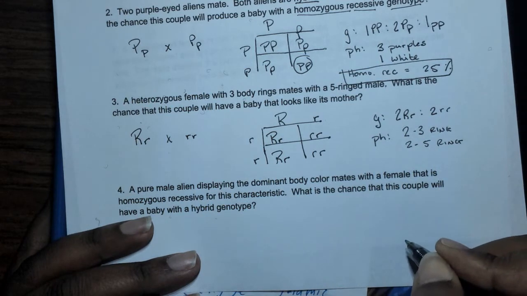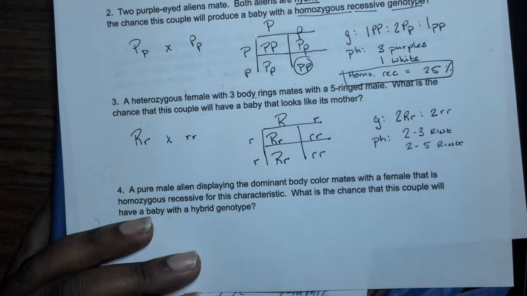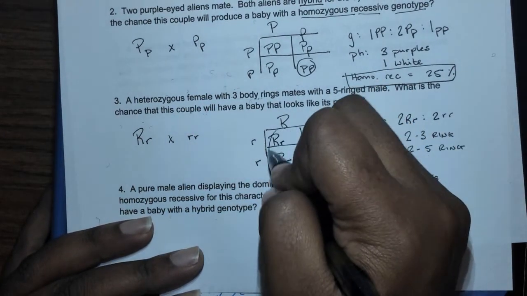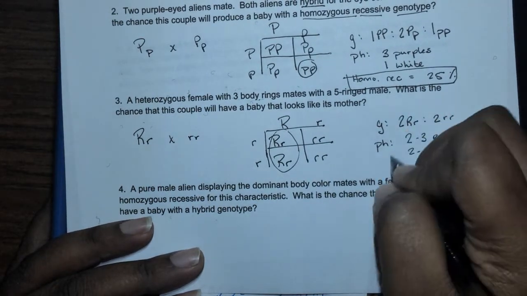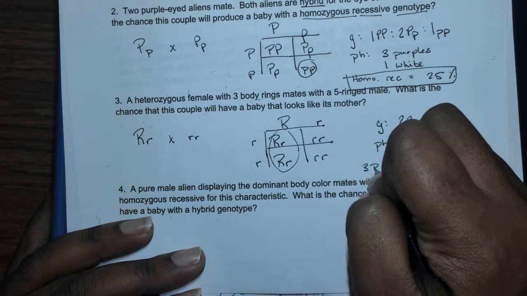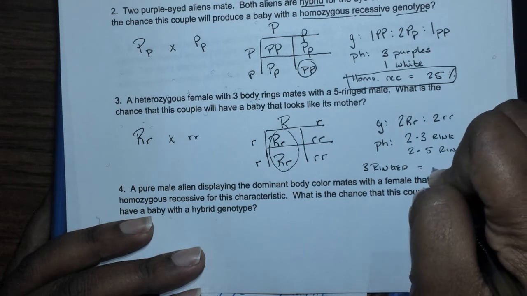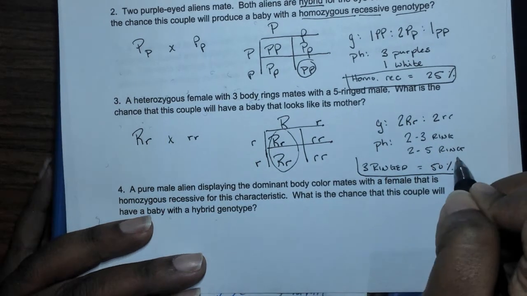What's the chance that the baby looks like the mother? The mother is a 3-ring body. So the chances are 2 out of 4, 1/2, or 50%, whichever one makes you happy. Okay, so 3-ring chance is equal to 50%. I'm going to put 50%. If you put 1/2, that's fine.